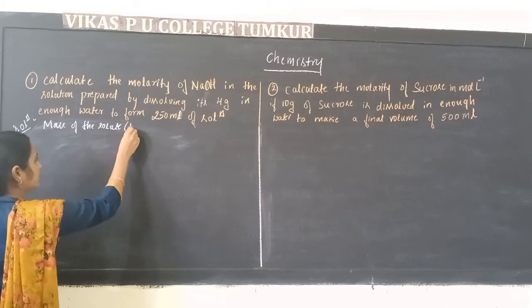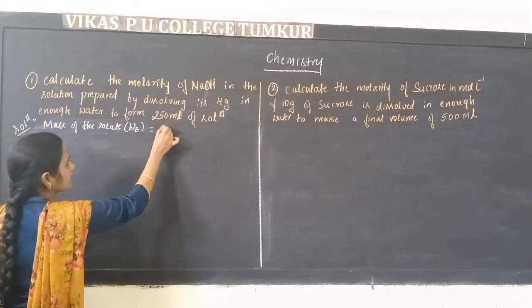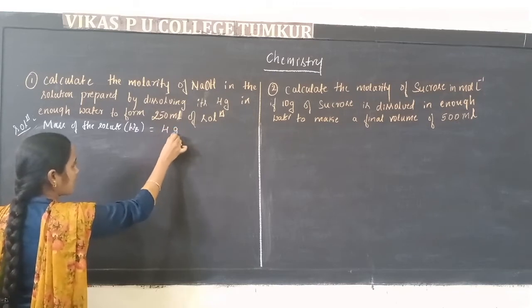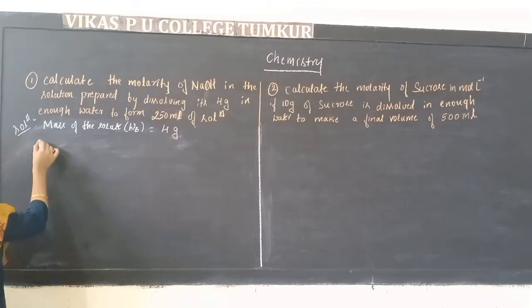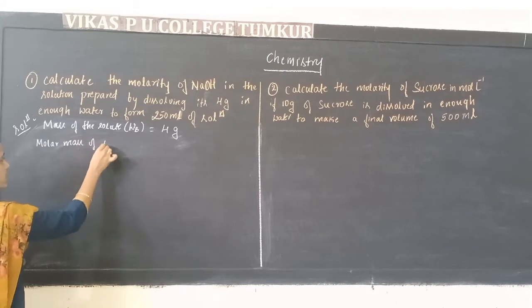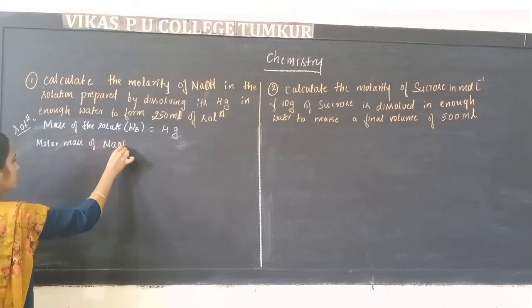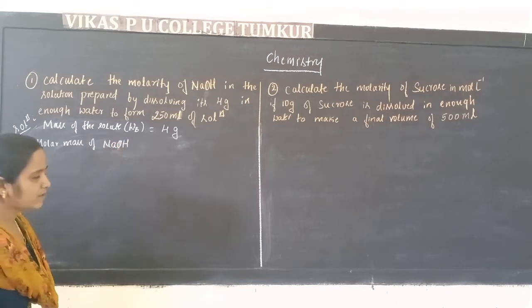We represent that by WB. How much is given? 4 grams is given. Then the molar mass of NaOH. For this, we should calculate the molar mass.